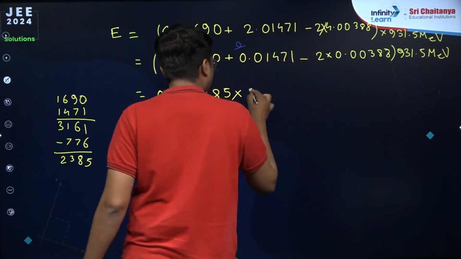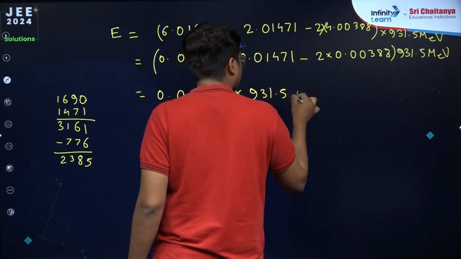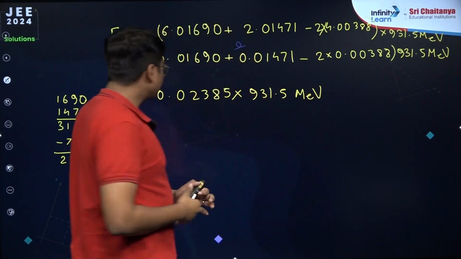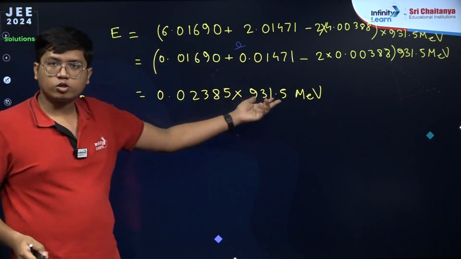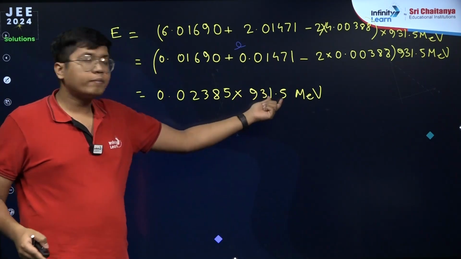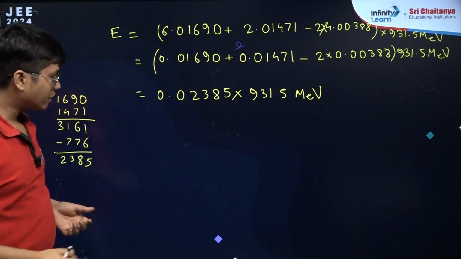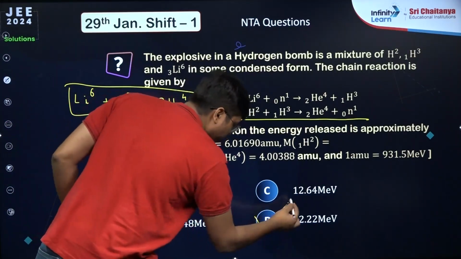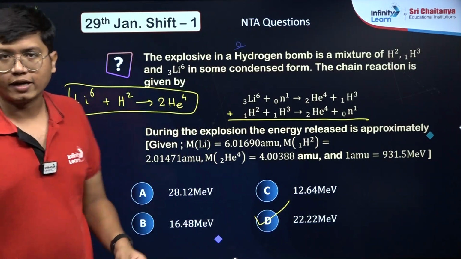So multiply with 931.5. You can get a rough idea. It's somewhere around 2300, close to that, but a little less because you're not multiplying with 1000, you're multiplying with a little less than 1000. So the only possible option is option D, 22.22 mega electron volts.